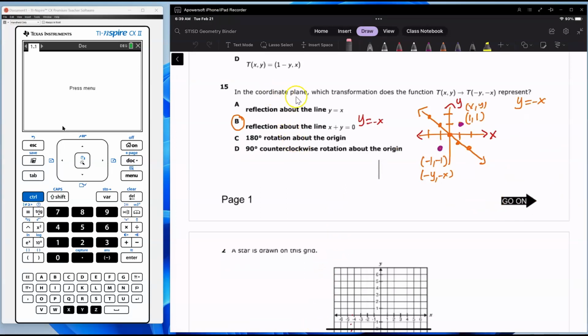In the coordinate plane, which transformation does the following? What I did is I selected B because y equals negative x is this line. We're going to reflect (1, 1). That's just an example I made up. It's going to be (negative 1, negative 1), and you notice that (x, y) become (negative y, negative x). So your answer is B. It's matching this rule.